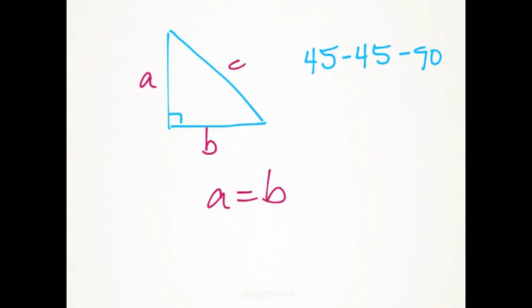Why does A equal B? Because a 45, 45, 90 is an isosceles triangle. So if these two angles equal each other, that means these two sides equal each other. That's it for the two special right triangles that you need to know about.